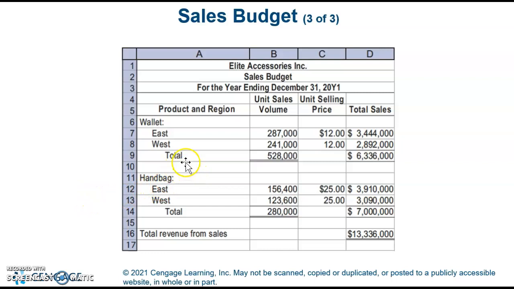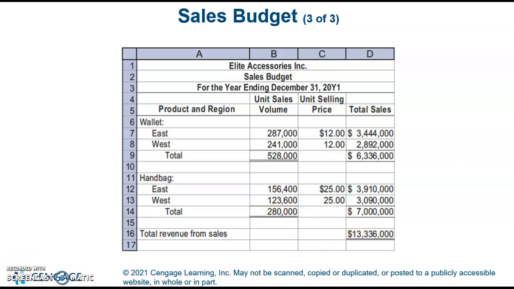The unit sales volume for the East times the price, and then the West times the price for the total. That's for your wallets. And then we'll do the same thing for the handbags. What you'll see a lot is quantity times price in these budgets, and that gets us to our total revenue from sales.